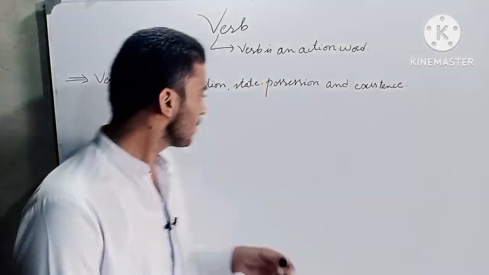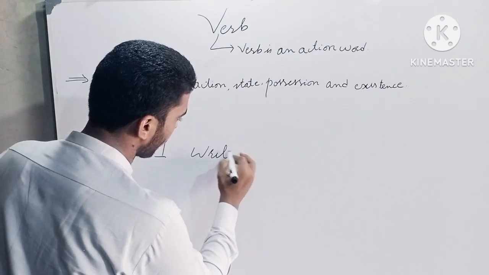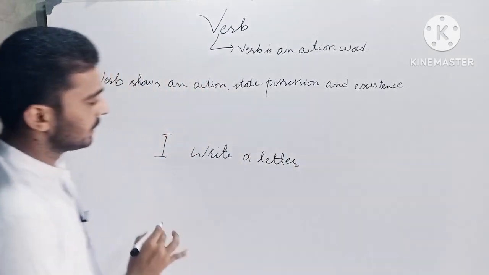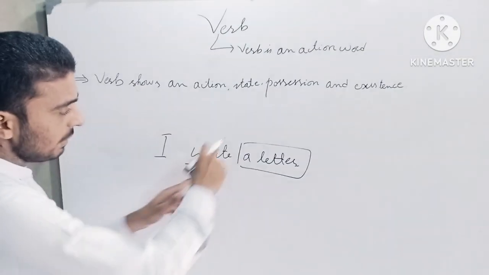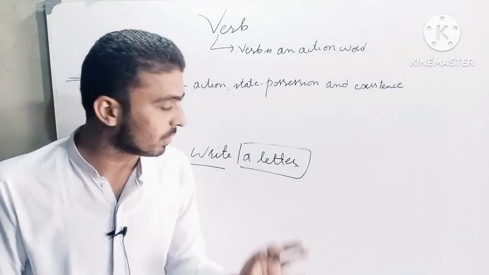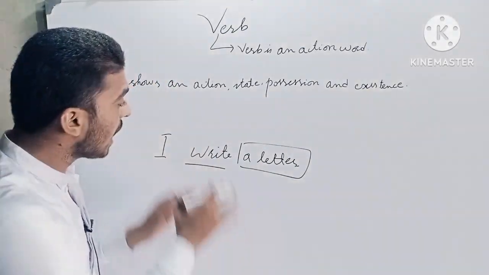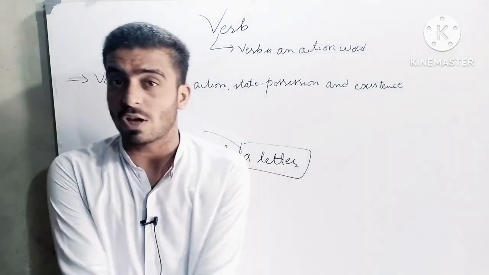Suppose I tell you, "I write a letter." Here it is very clear that "write" is a verb and "a letter" is an object. If we remove the verb "write" from this sentence, you cannot get the meaning. "I write a letter" gives a meaning, but "I a letter" does not give the complete meaning.